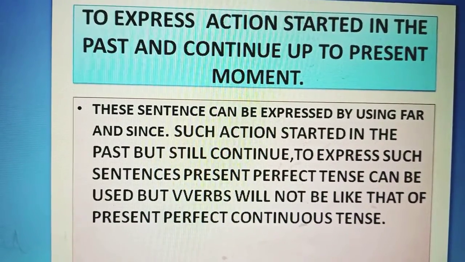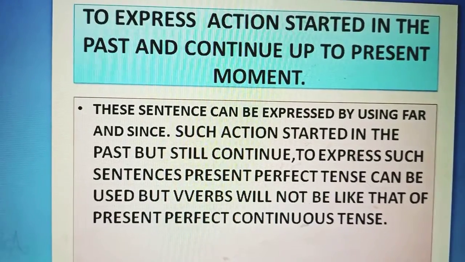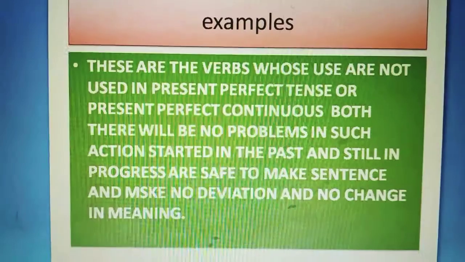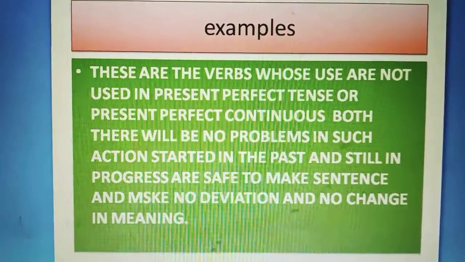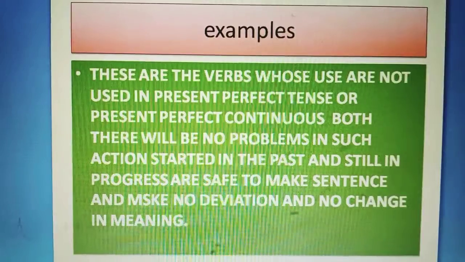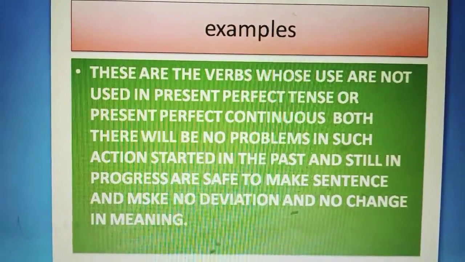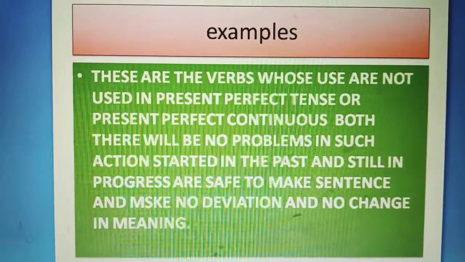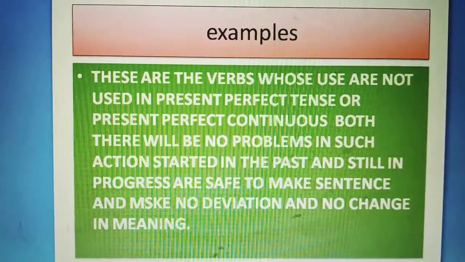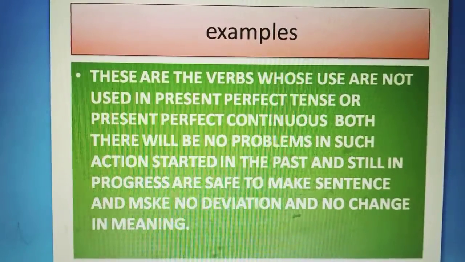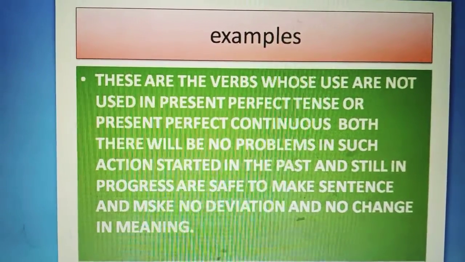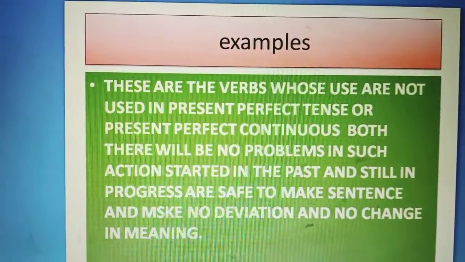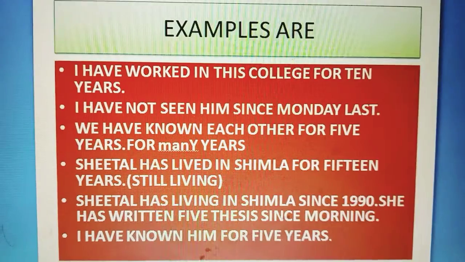To express such sentences, present perfect tense can be used, but verbs will not be like that of present perfect continuous tense. See how. These are the verbs whose use is not possible in present perfect or present perfect continuous both. There will be no problem in such actions started in the past and still in progress; they are safe to make sentences, okay, and make no deviation and no change in meaning at all. Here are some examples of how we can use it.